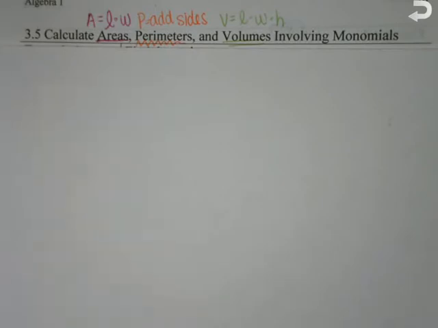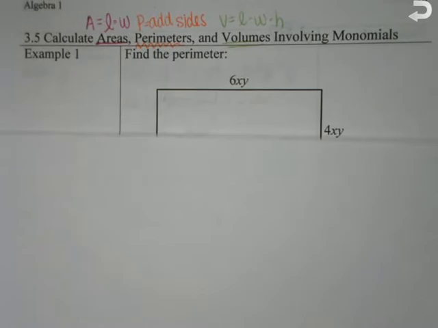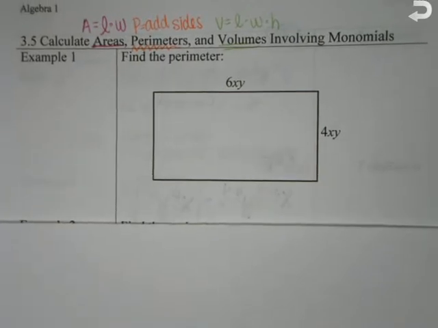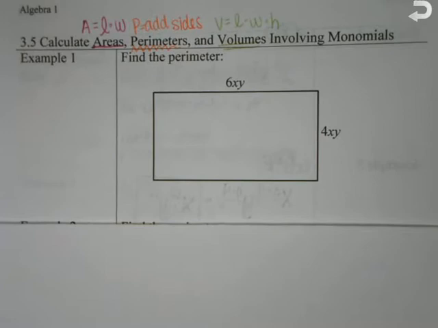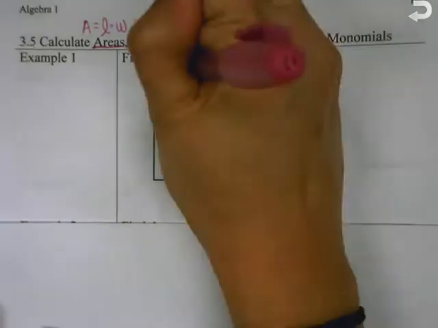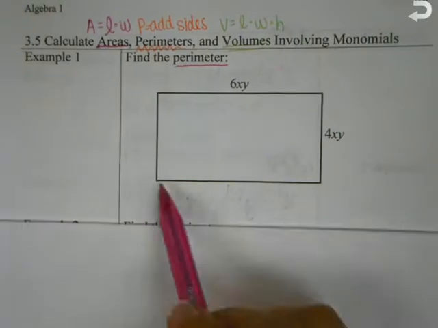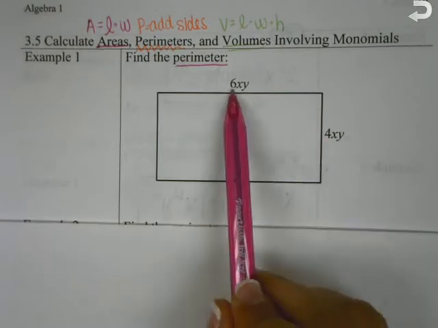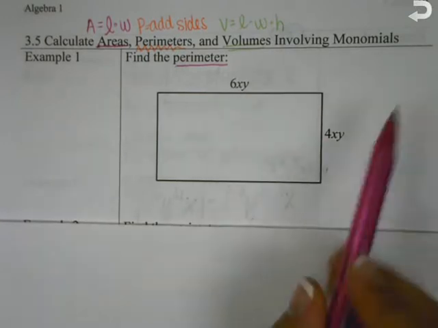So, example 1, you must draw the picture and label it. So example 1 asks us to find the perimeter of this rectangle. The length is 6xy. The width is 4xy.